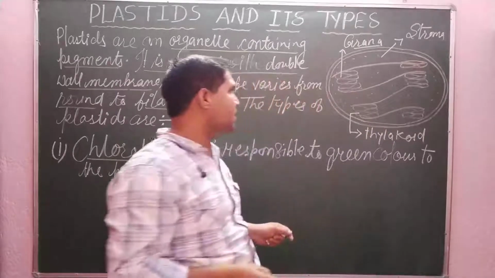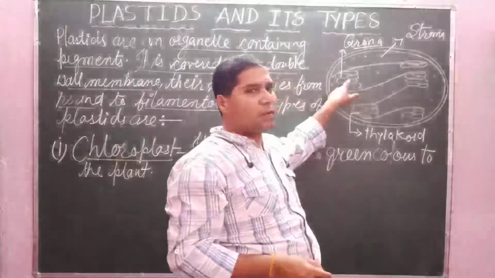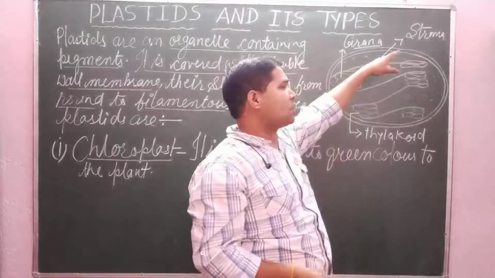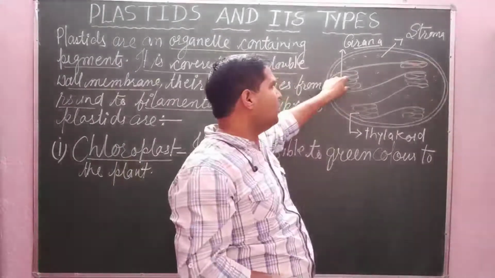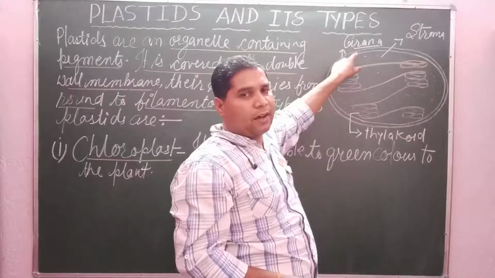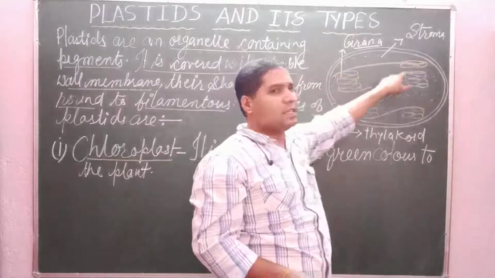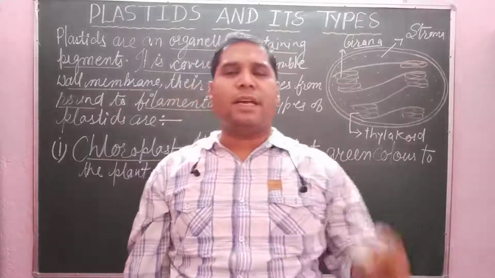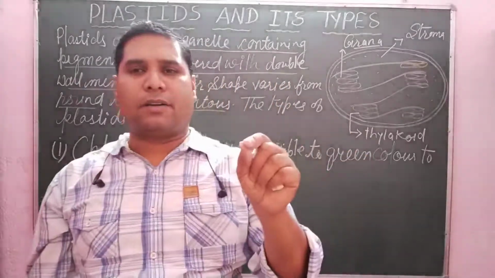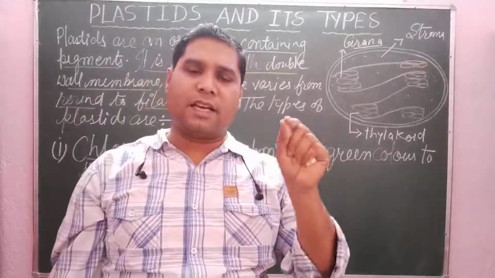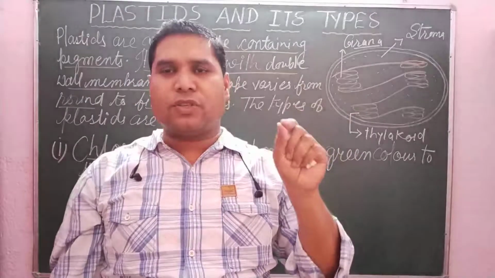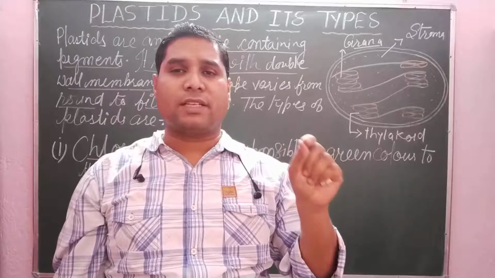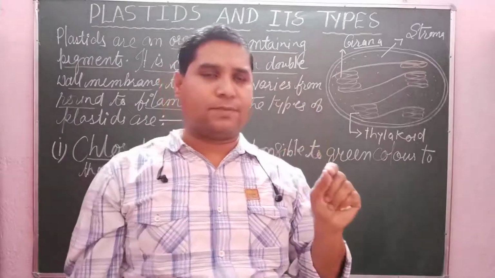So dear student, two parts of the chloroplast: the liquid medium is known as stroma and the piled form is known as grana. And chloroplast has a double wall membrane and is responsible to give green color to the plant. And green color is essential to trap solar energy, which is essential for the photosynthesis process, dear student.